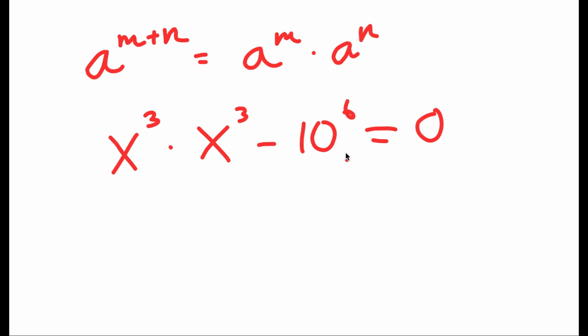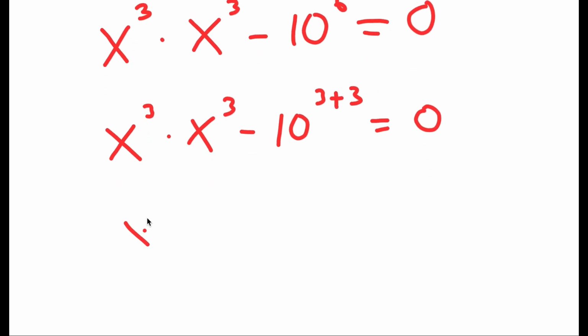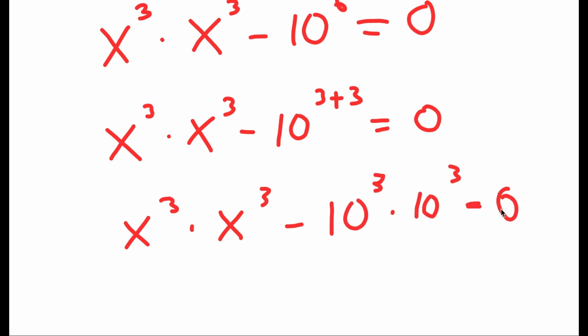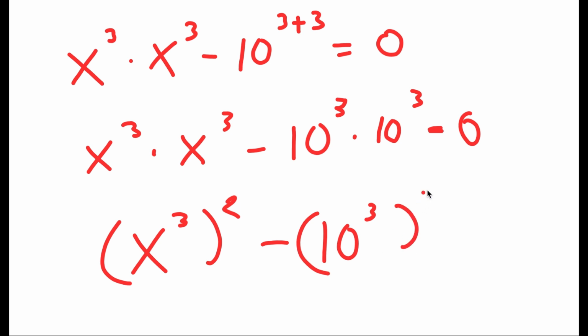And now I'm going to do the same thing with 10 to the power of 6. So I'm going to rewrite it as 10 to the power of 3 plus 3. And now I get x to the power of 3 times x to the power of 3 minus 10 to the power of 3 times 10 to the power of 3 is equal to 0. Now x to the power of 3 times x to the power of 3 is the same thing as x to the power of 3 squared. And 10 to the power of 3 times 10 to the power of 3 is the same thing as 10 to the power of 3 squared.